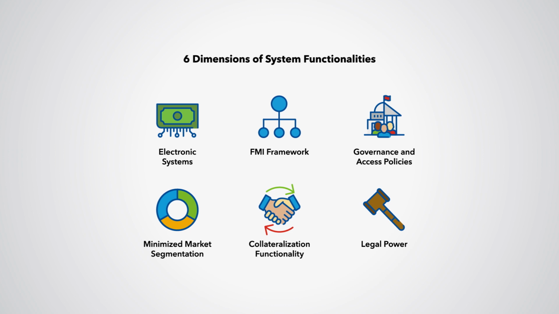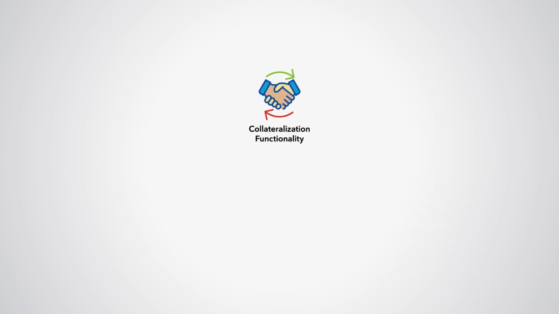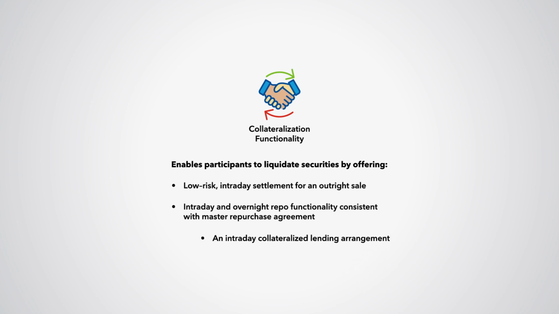The FMI should also provide collateralization functionality to support the repo market. Through this dimension, the FMI should enable participants to liquidate government securities by offering low-risk intraday settlement for an outright sale, intraday and overnight repo functionality consistent with a written master repurchase agreement, and an intraday collateralized lending arrangement.